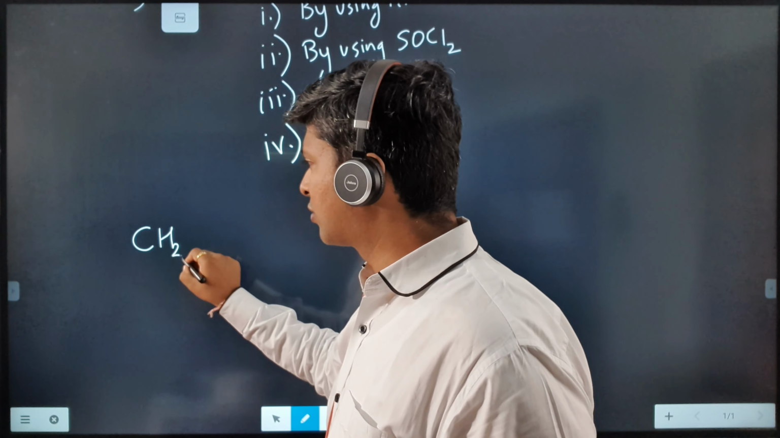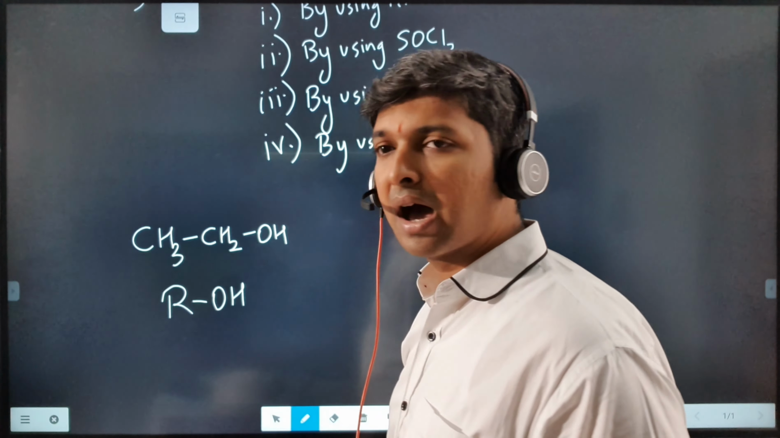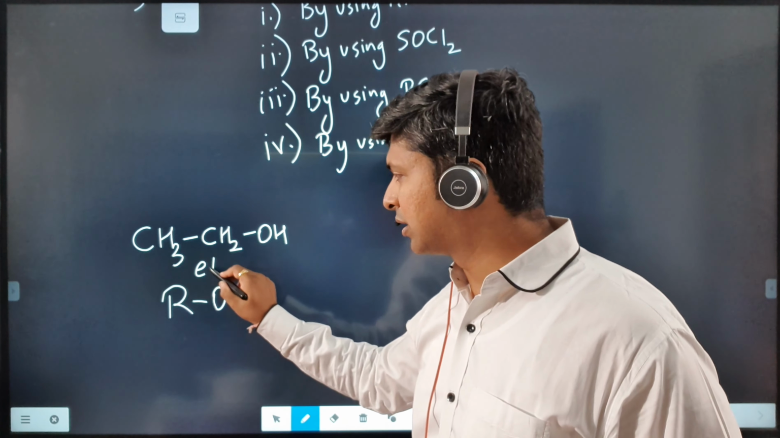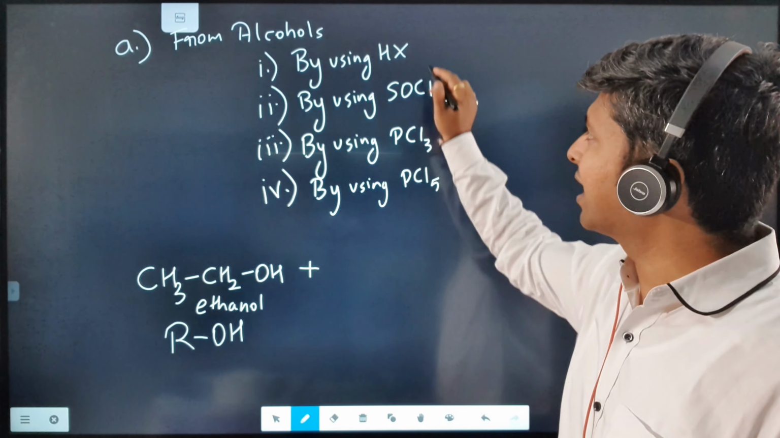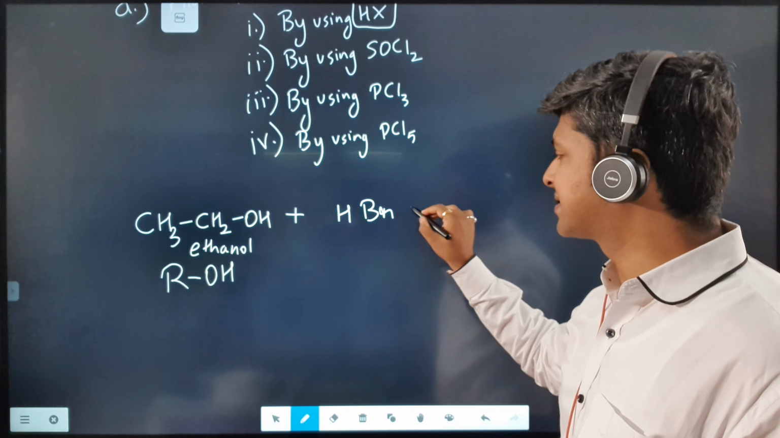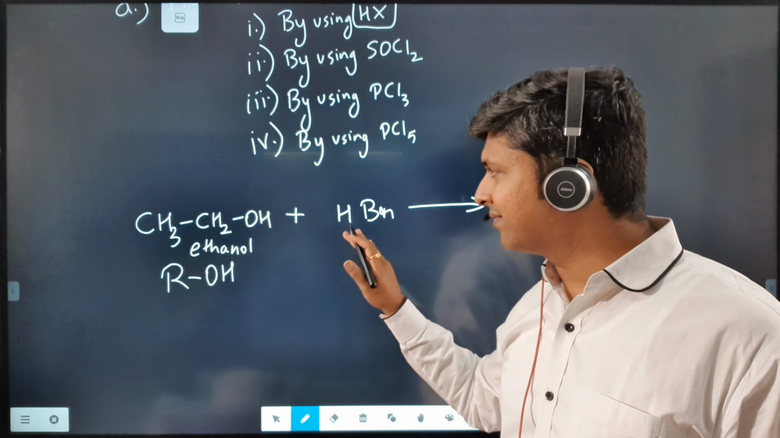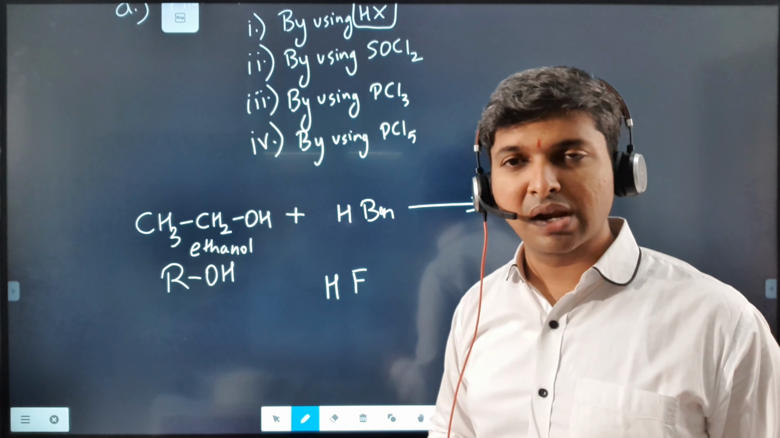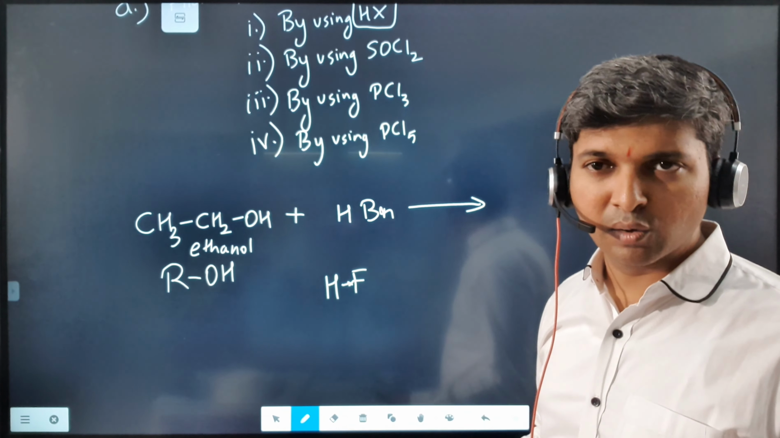So we start with a standard alcohol, CH3CH2OH. The general reaction is ROH, or alcohol. This is ethanol, and we are adding HX. The first subpart is by using HX. HX meaning I can take HBr, HCl, HI, HF. Just avoid taking HF, because whenever you take HF, hydrogen and fluoride do not dissociate easily, because fluorine, being the most electronegative element, holds on to the electrons of hydrogen and does not release hydrogen easily.